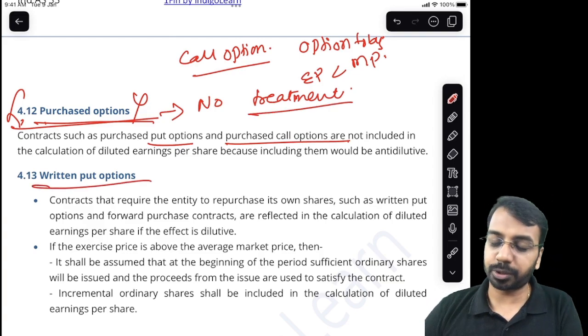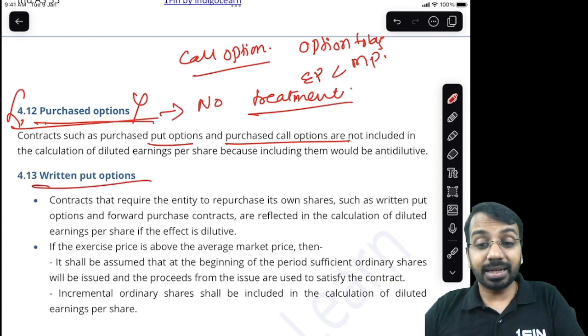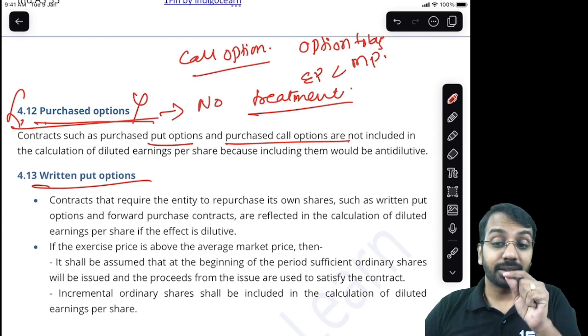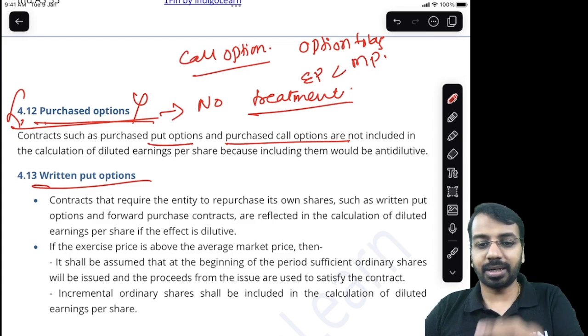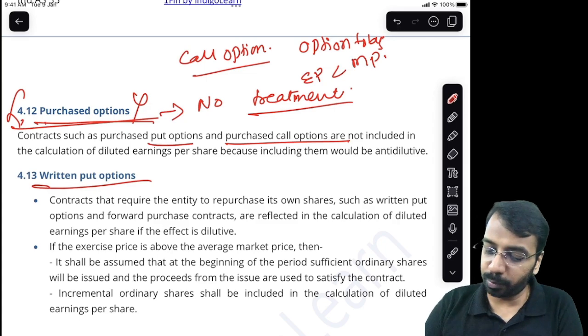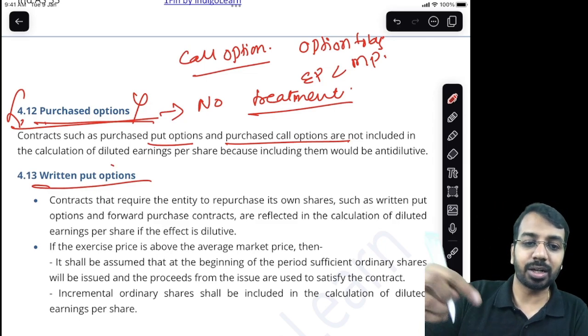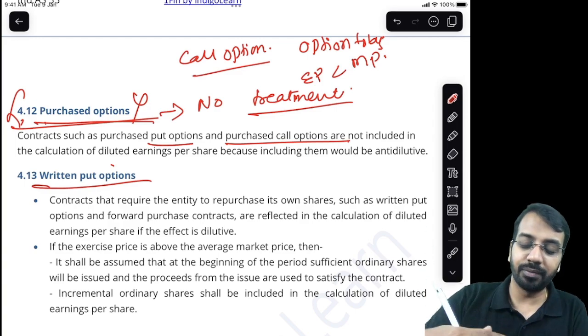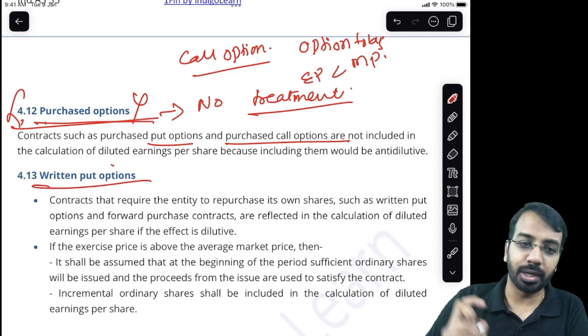Then return put option. Return put option means what? The entity has a return put option. That is, the entity has agreed to buy back from the shareholders. So a return put option is where the other party has an option to give the shares back to the entity. That is called a return put option.